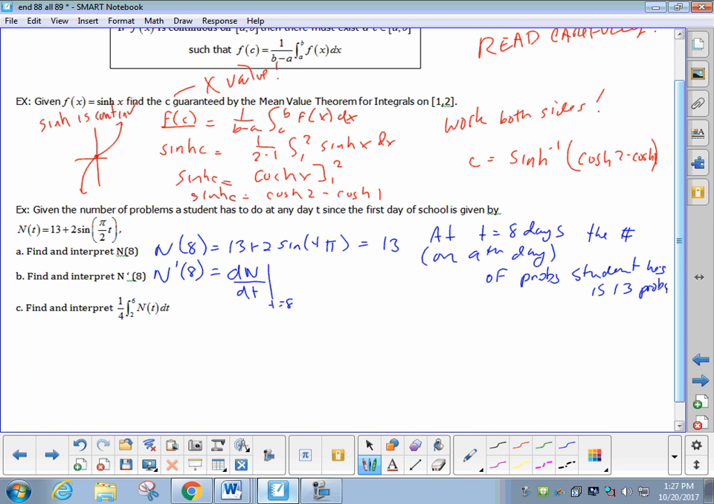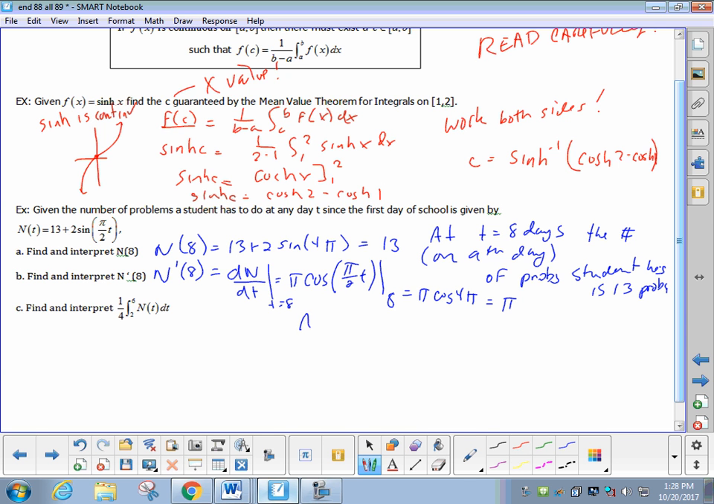Cosine pi over 2. So the pi over 2, the 2's would go away. Do you agree? Okay, so it'd be pi cosine of pi over 2t, yeah? At 8, so pi cosine of 4 pi, which is pi. Interpret, please.